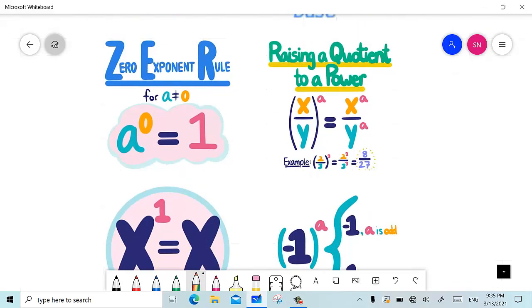We also said that if I have anything raised to the power of 0, this is always going to equal 1. So for example, if I have a negative number 2 over 3 raised to the power of 0, it's also going to equal 1.